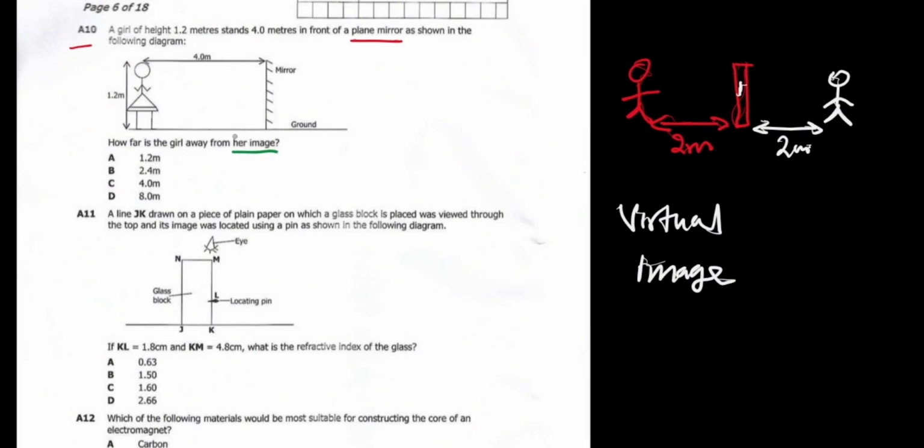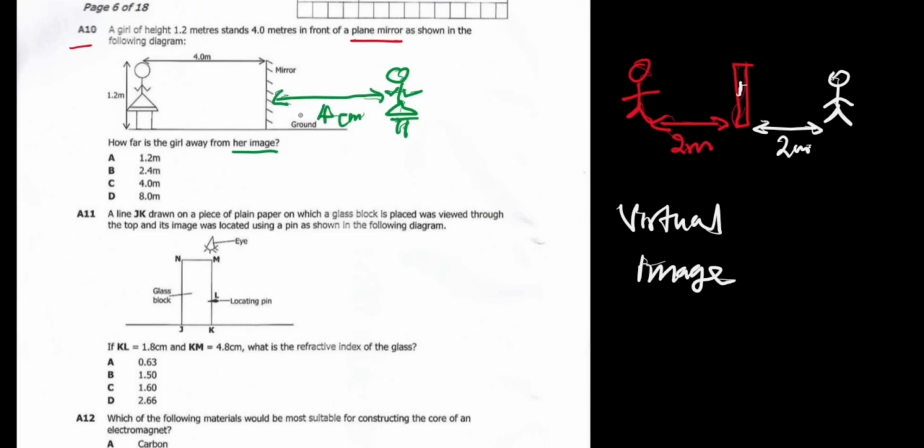So the girl is, in this case, 4 meters from the mirror. But this means that the image is going to be produced at the back of the mirror. So let's make sure that, so this is the girl, which means that the distance here is going to be the same as the distance between the mirror and the object. So it's going to be 4 meters.